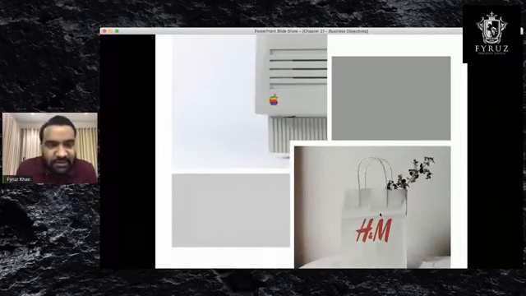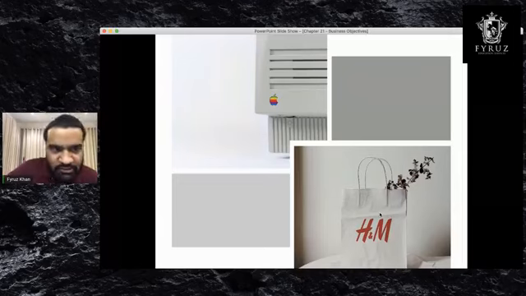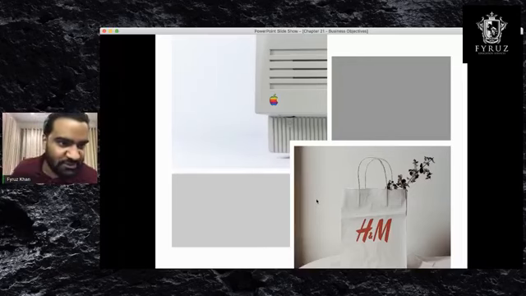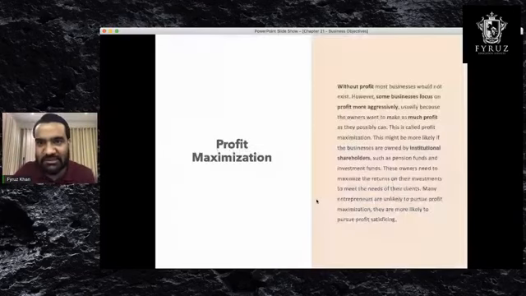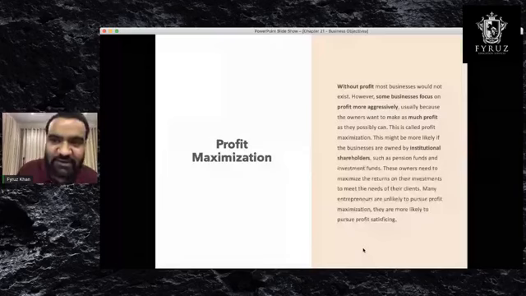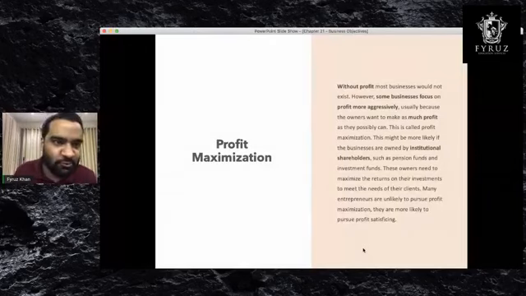Let's say a shirt's price is $10. They're making it for only, let's say, $2, but they're still selling it for $10. So they're making a good profit of $8. So they're maximizing their profit, maximizing their sales. Without profit, business will not exist.